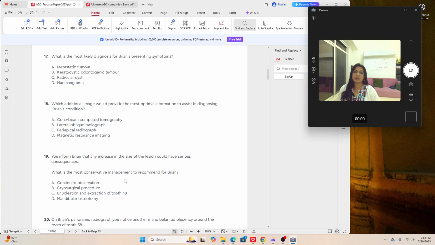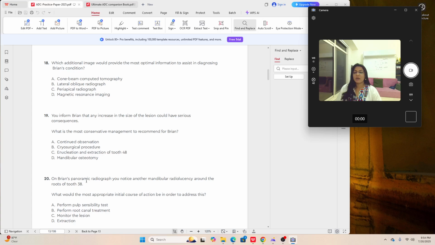Cryosurgical procedure. It's basically putting a lot of cold with a probe. You kind of freeze the lesion and you excise it, but that is not suitable for this kind of thing. Enucleation and extraction of tooth 4/8. Yes, these lesions are very aggressive, so the best thing is to remove the entire cyst along with the causing tooth. Mandibular osteotomy. Osteotomy is you opening the mandible and doing what? What will you do? That they have not mentioned. So mandibular osteotomy is not the answer. It is enucleation and extraction of tooth 4/8.